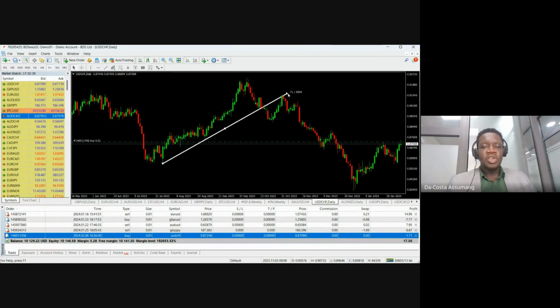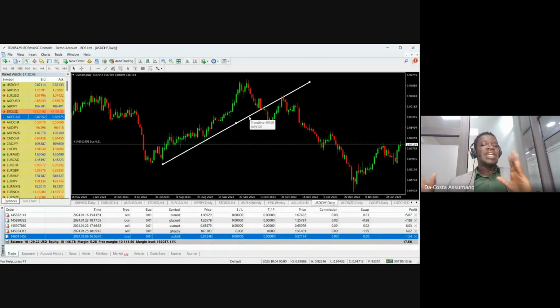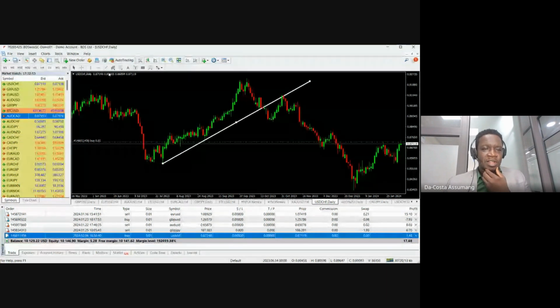So you draw your line, you touch at least 2 higher lows. That's an uptrend. Okay. Now that you've drawn your line to extend into the future, what you do is wait for the price to either get rejected by the trend line or the trend line gets broken. Let me explain this. So look at this very well.